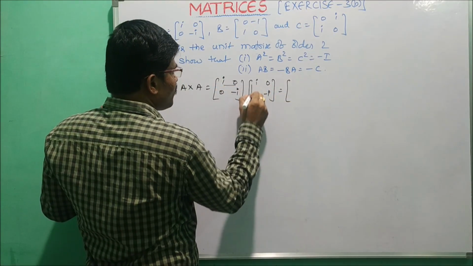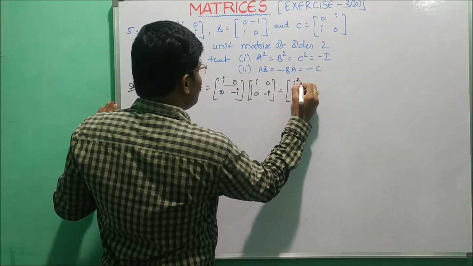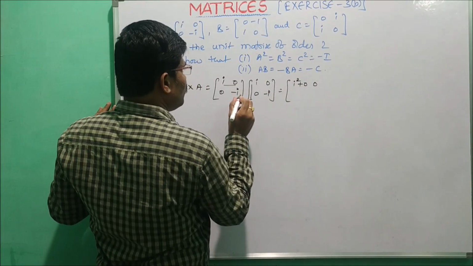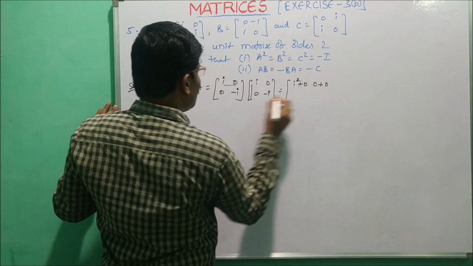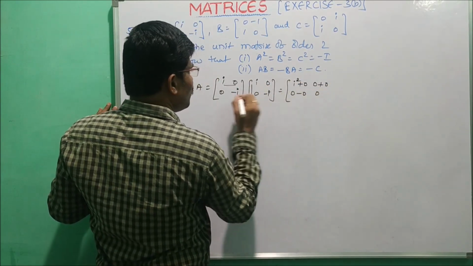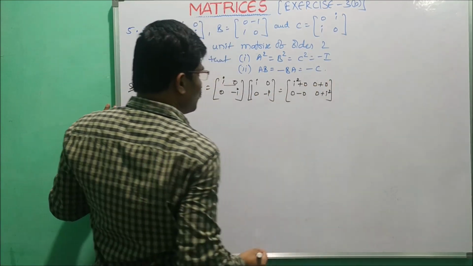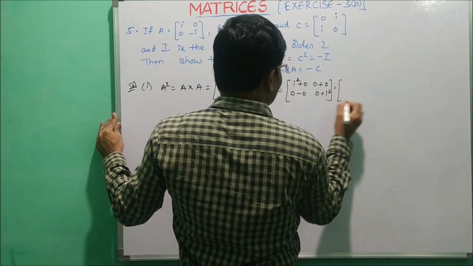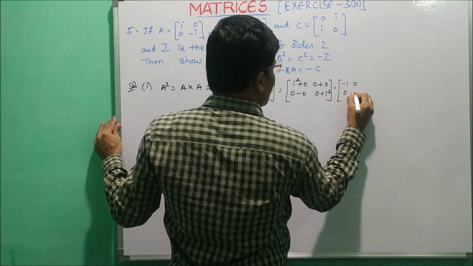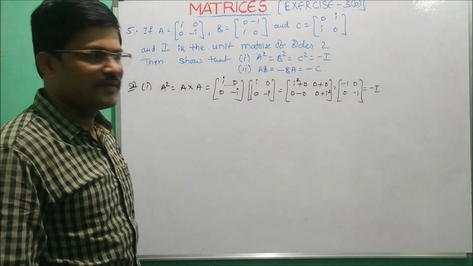So now we take first row, first column: i into i, i square, plus 0 into 0, 0. i into 0, 0, plus 0 into minus i, 0. 0 into i, 0, this is also 0. This is 0, minus i into minus i, plus i square. Clearly, which is equal to i square, means [[-1, 0], [0, -1]]. Now it can be written as minus I.